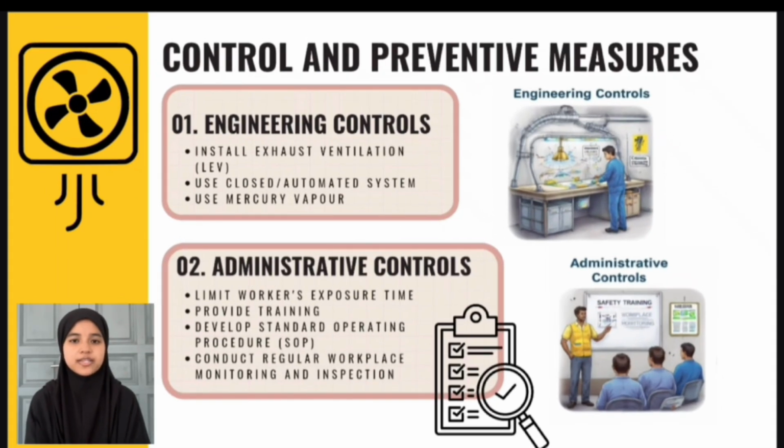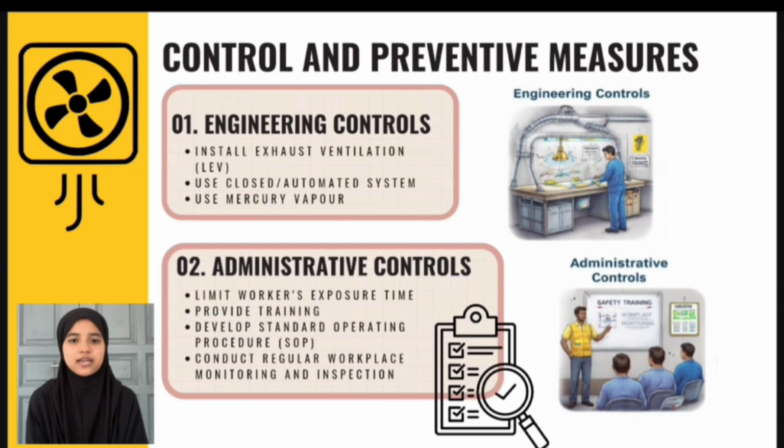Now, I will explain the control and preventive measures to reduce mercury exposure in the workplace. There are several types of control that can be applied to ensure safety. First, engineering controls are very important. This includes using a proper ventilation system, such as local exhaust ventilation, to remove mercury vapor from the air. This helps to reduce the amount of toxic substance that workers may inhale.